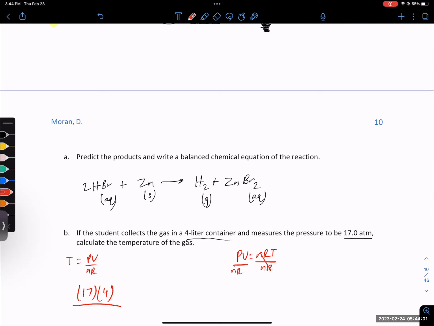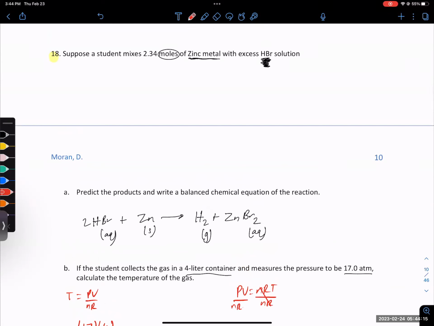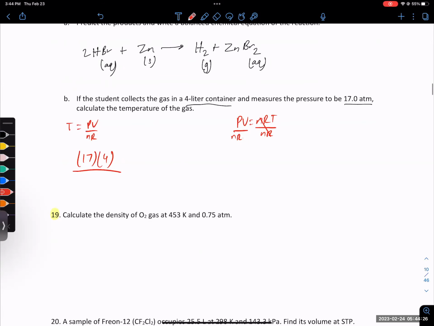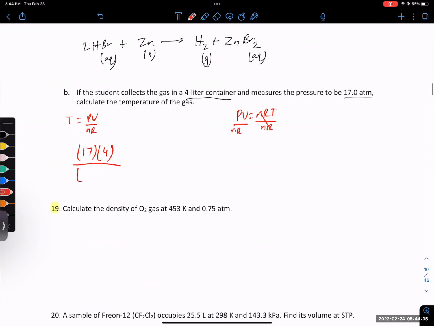So what does that equal? Looking at the ratio here, what is the moles? It's 1-to-1. So the moles of zinc that we started with initially is equal to the moles of gas that is produced because it is 1-to-1. So in that case, the moles will be 2.34. And then our R, what's the value for R?